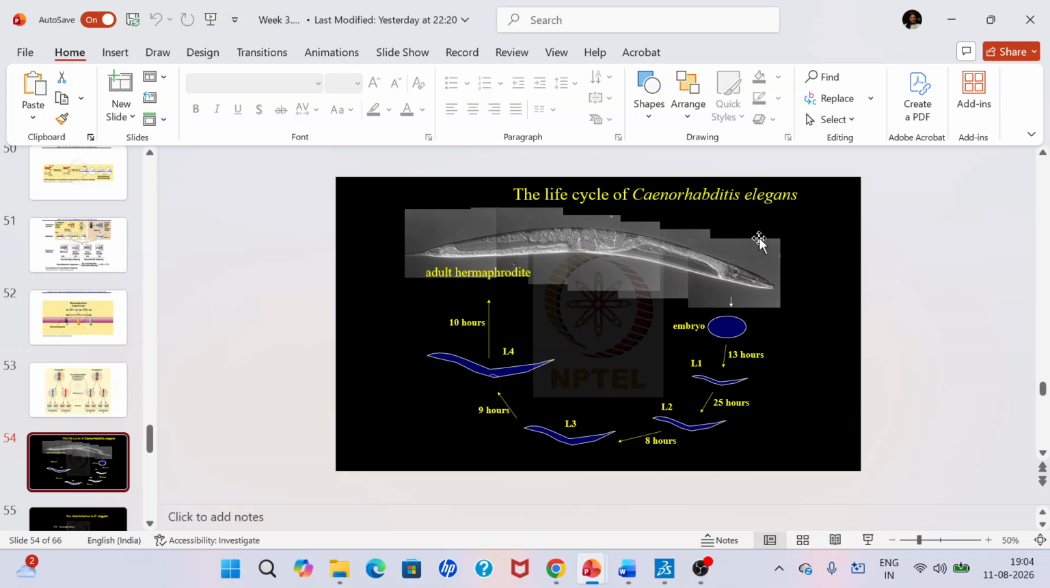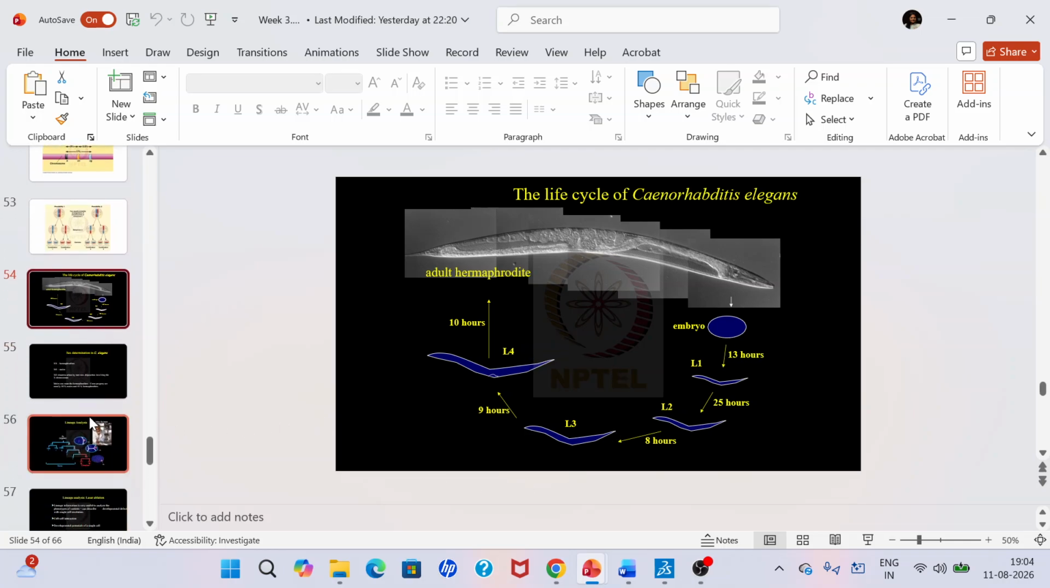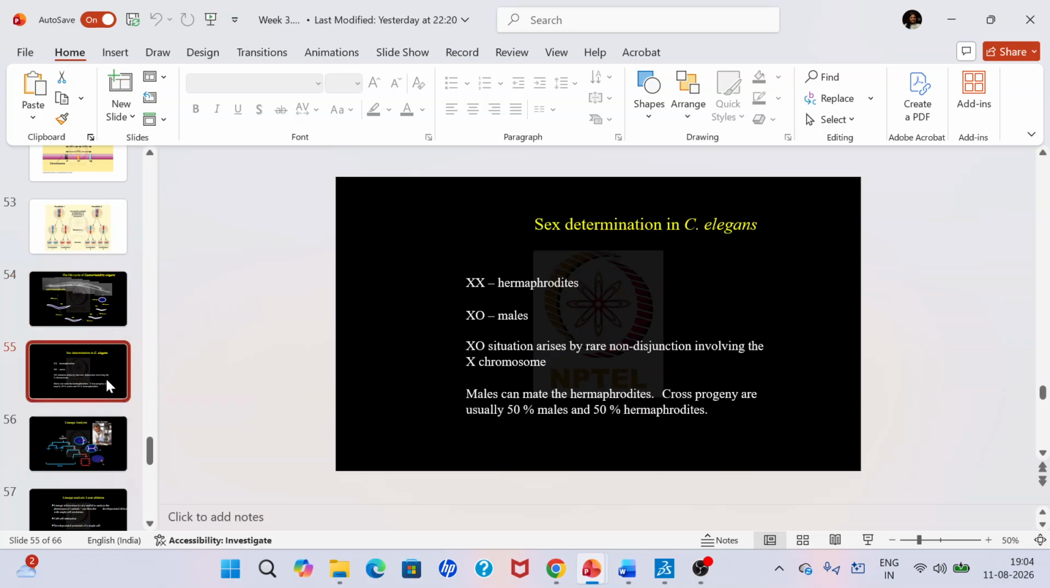So this was again the life cycle of Caenorhabditis elegans, C. elegans. Depending upon the stage the organism is at, different kinds of events happen in C. elegans. The sex determination in C. elegans is XX means hermaphrodites, XO means males. The XO situation arises by a rare non-disjunction involving X chromosomes. Males can mate with the hermaphrodites. Cross progeny are usually 50% males and 50% hermaphrodites. So this is sex determination in C. elegans.